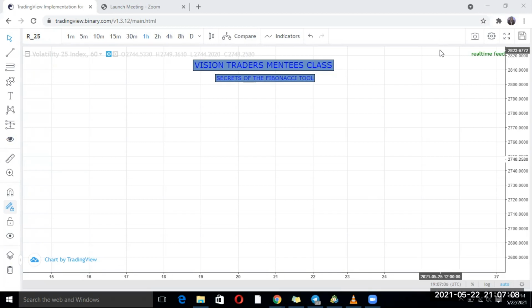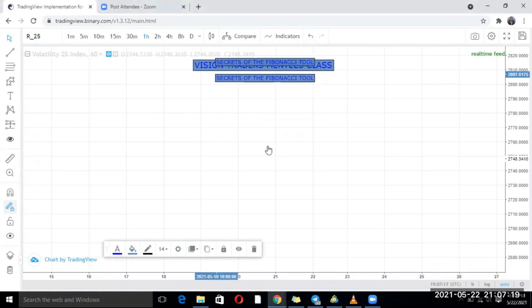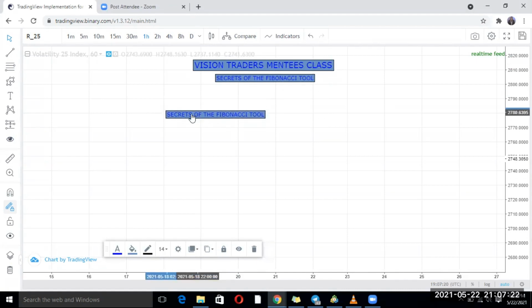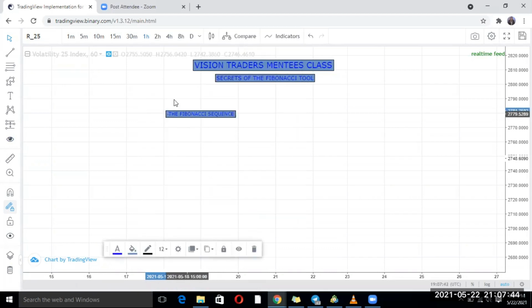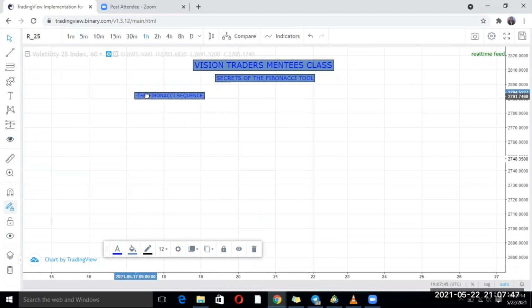The first thing we're talking about is the Fibonacci sequence. Okay, that will be our first. Let's make this 12. The Fibonacci sequence, that will be what we're talking about. That will be our first.